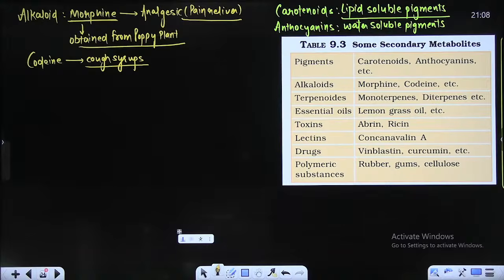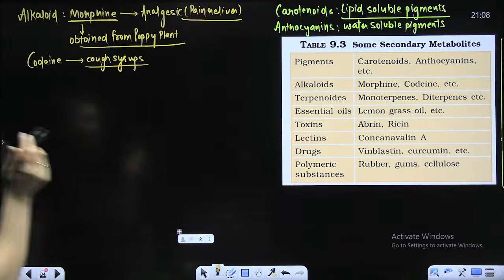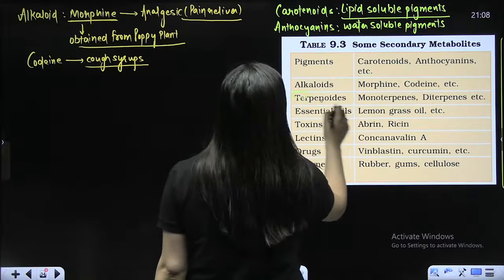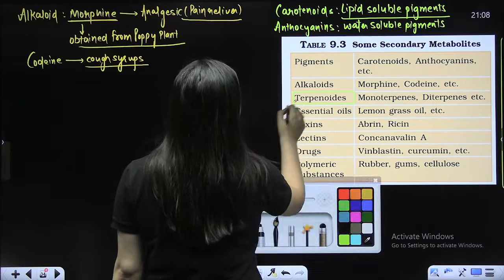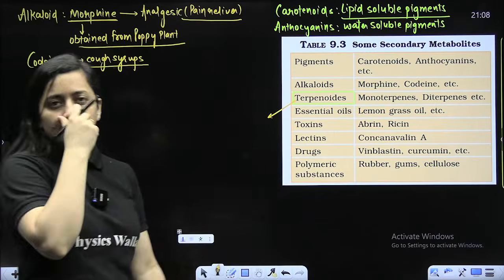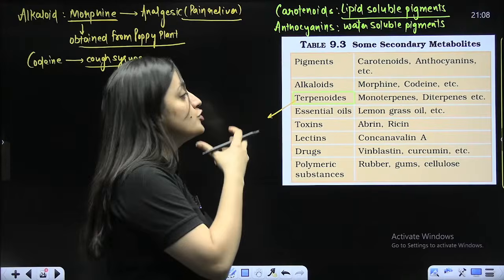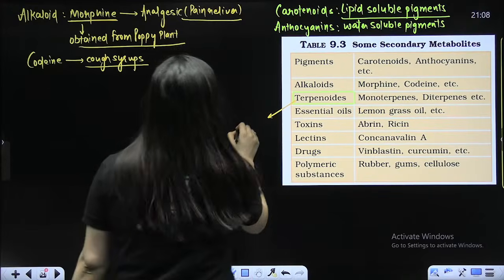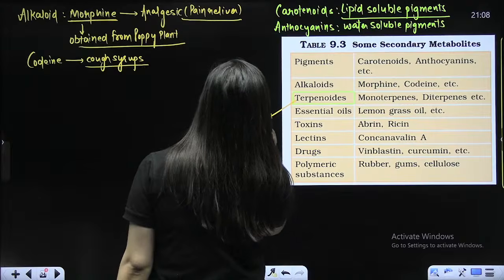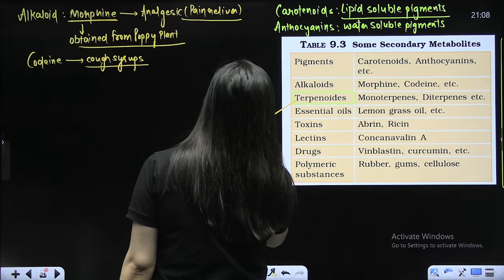So, next are the terpenoids. Terpenoids are also organic compounds, mainly found in plants. They have isoprene units. Regarding this, you don't need to know much.